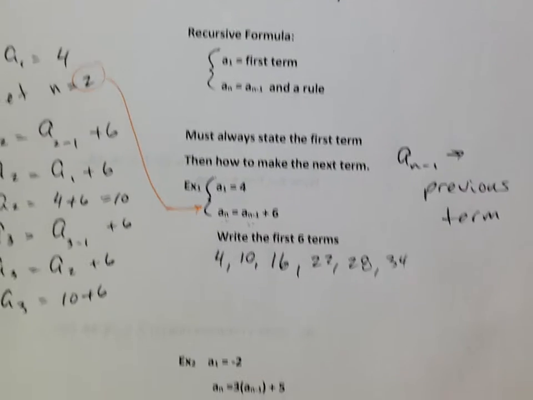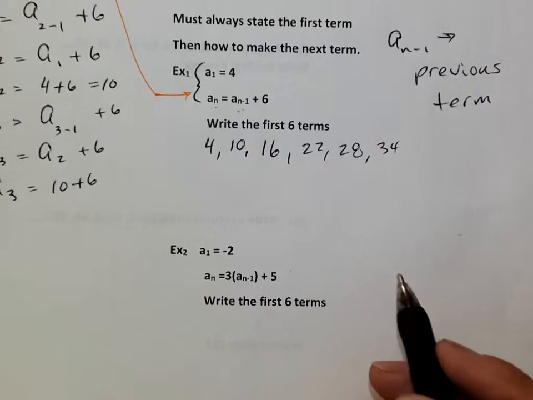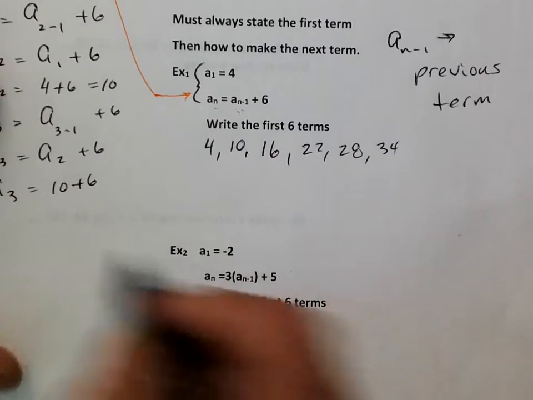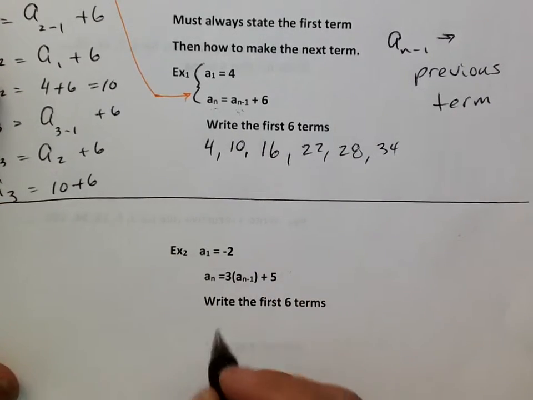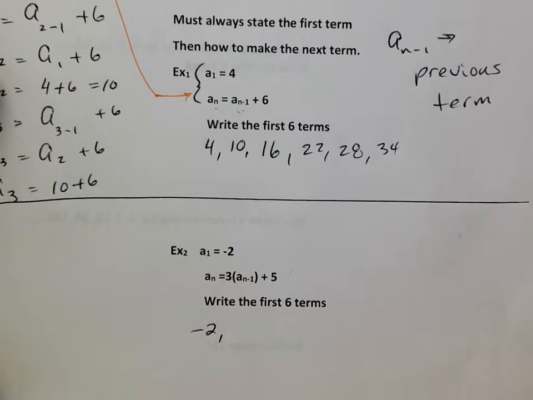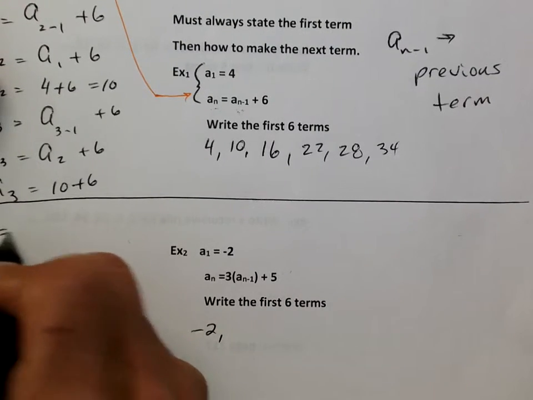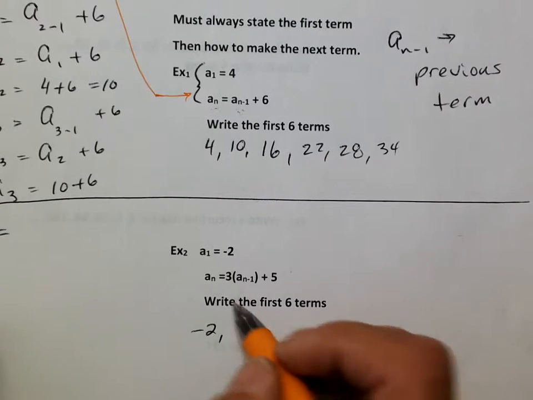All right, let's look at example 2. Let's make the first 6 terms. Automatically, we know A1. So A1 is -2, comma, right? If I want to make the next one, let's see what I do. If I want to find A2, I'll use my formula. Okay, I'm going to use my formula, all right?